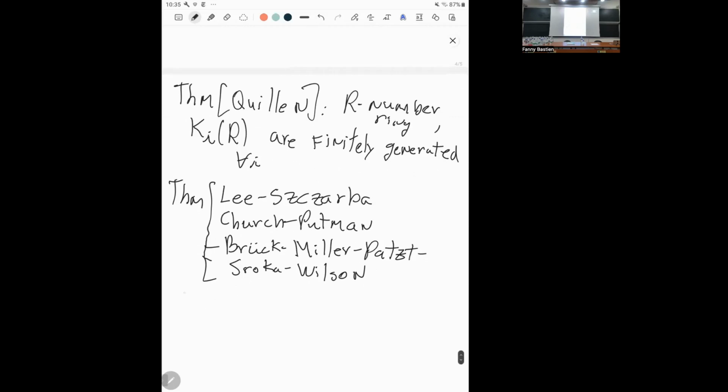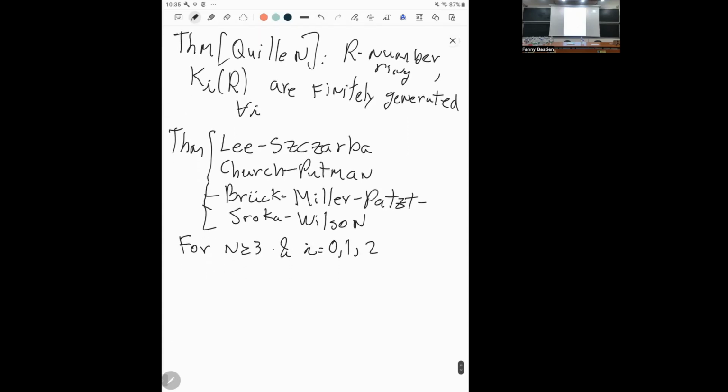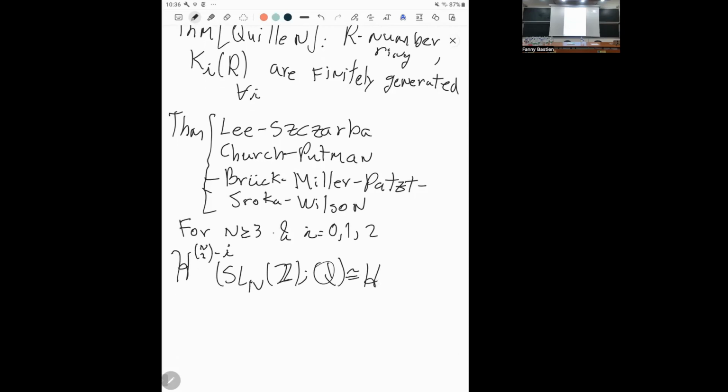So these people showed that for n at least 3 and i equal to 0, 1, or 2, the cohomology in degree n choose 2 minus i of SL_n(Z) with coefficients in Q is isomorphic to the homology in degree i, since n choose 2 is the VCD of SL_n(Z). So this is isomorphic to the homology in degree i of SL_n with coefficients in the rational dualizing module. And they showed that this vanishes.